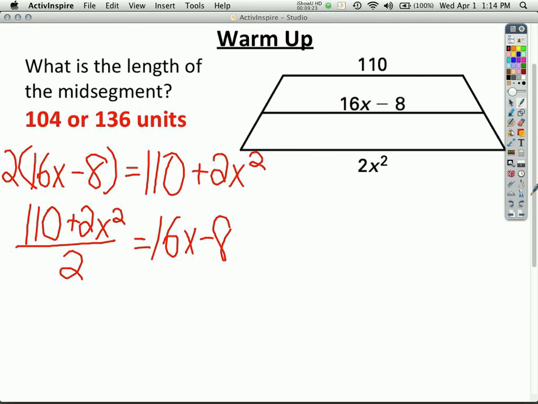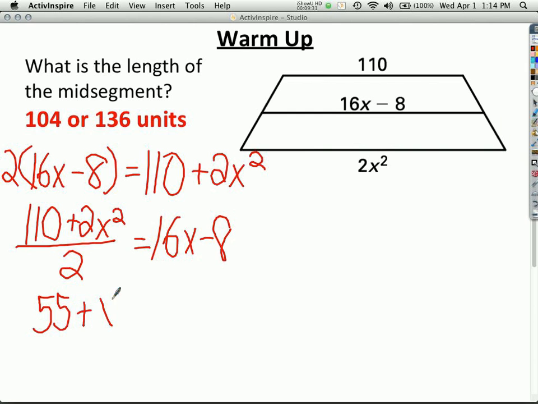I'll start with Maria's just because I happen to write hers underneath. So it's 110 divided by 2 and 2x divided by 2. We end up with 55 plus x squared equals 16x minus 8. And then the world crumbled down on you because you didn't remember what to do next.